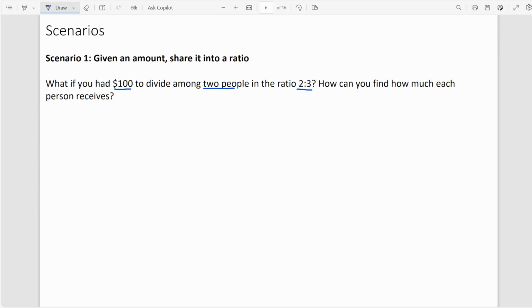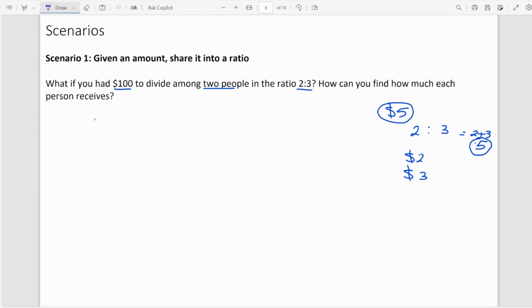Now, of course, logically speaking, if you, for example, had $5 divided among 2 people in the ratio 2 to 3, then the first person gets $2 and the second person gets $3. But this is easy because you only have $5. Now, what if we scaled it up to $100? So now we can see that the total amount of money is not equivalent to the total parts. In this case it was 5 parts, $5, which means each part is $1. But here we have $100 and 5 parts, okay?